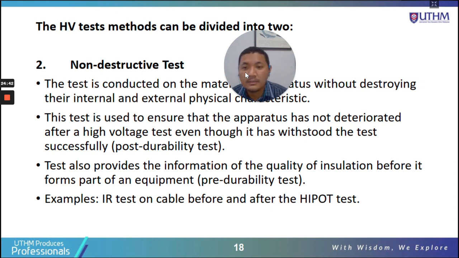Okay, let me finish this first. Test also provides the information of the quality of installation before it forms part of an equipment. Pre-durability test. Okay, example, IR test on cable before and after the high pot test. Okay, point number 2, 3 and 4 it's the same thing.